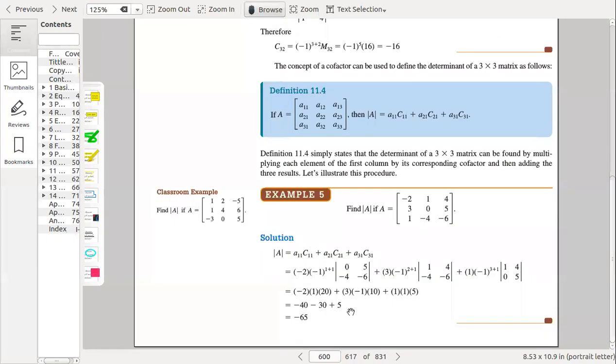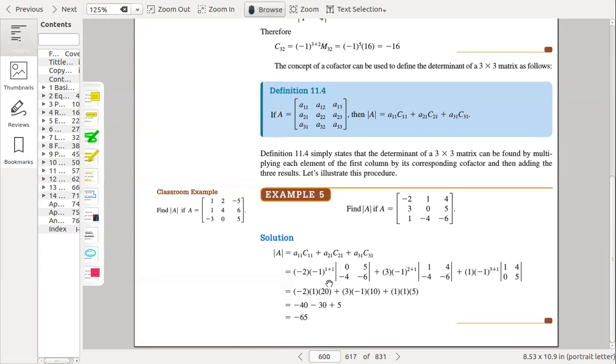Okay, so that is the way to find the determinant of 3 by 3. So what is the way? Just we can expand by first column or by first row. So by first column, A11, A21, A31. And then we will find cofactors of these entries. Okay, so A11 is minus 2, A21 is 3, A31 is 1.